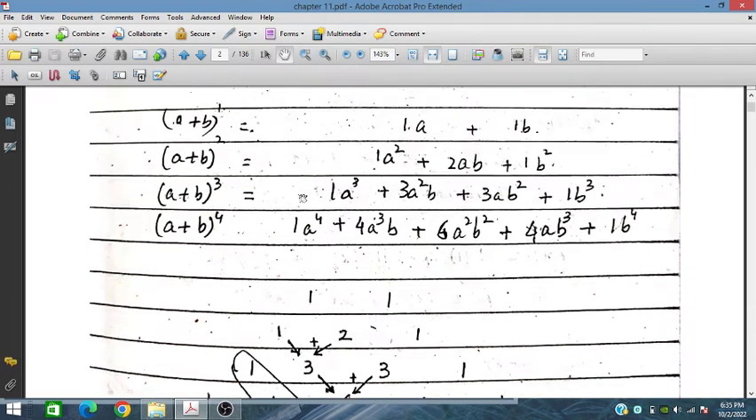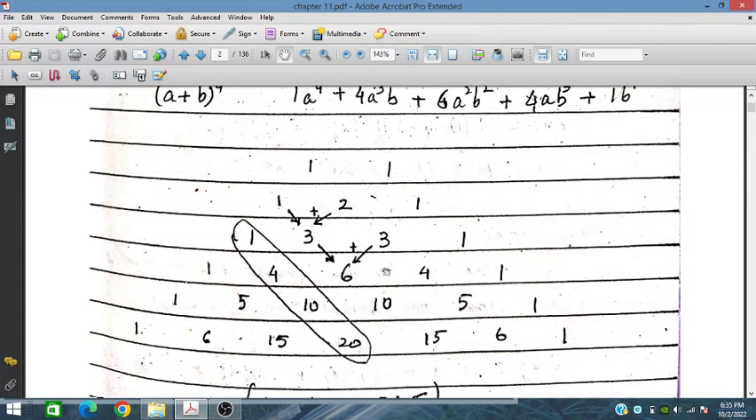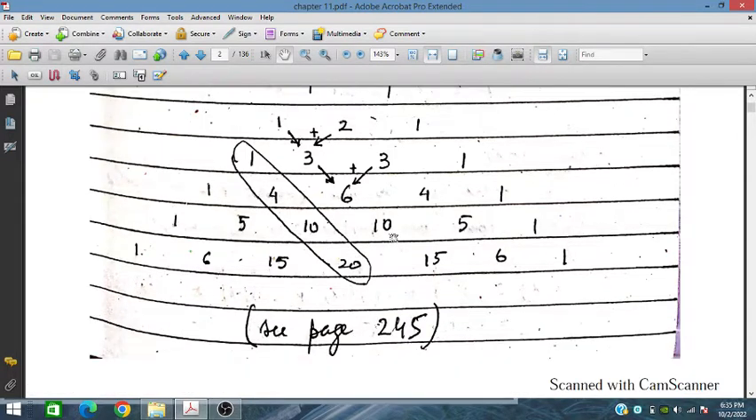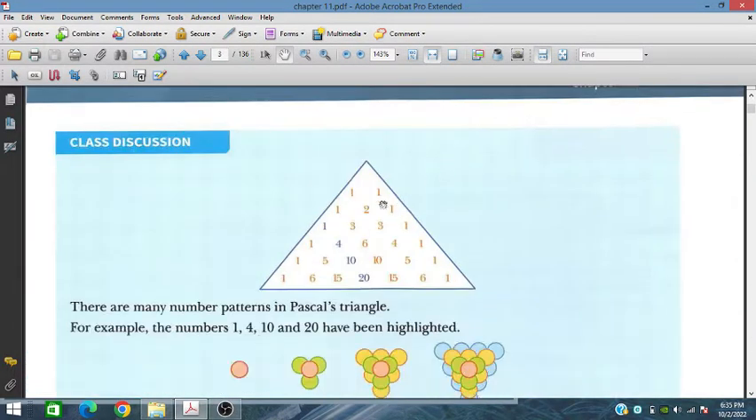So we have this kind of Pascal triangle: 1 1, 1 2 1, 1 3 3 1, 1 4 6 4 1. Similarly for this one, 1, 4 plus 1 is 5, 4 plus 6 is 10, 6 plus 4 is 10, 4 plus 1 is 5, again 1. For the next one we have 1, 1 plus 5 is 6, 6 plus 10 is 15, 10 plus 10 is 20, 10 plus 5 is 15, 5 plus 1 is 6, and then finally 1. So this is the Pascal triangle that we have obtained by these simple methods.